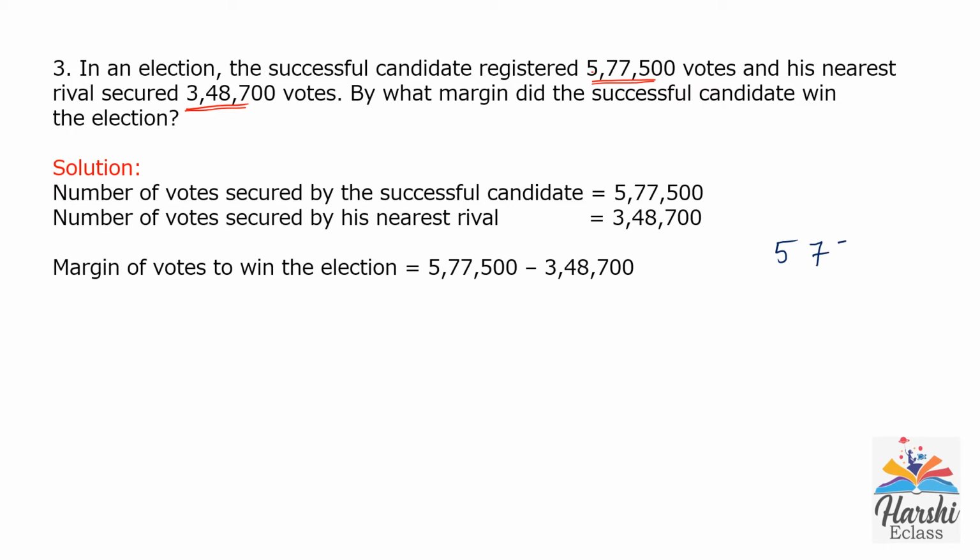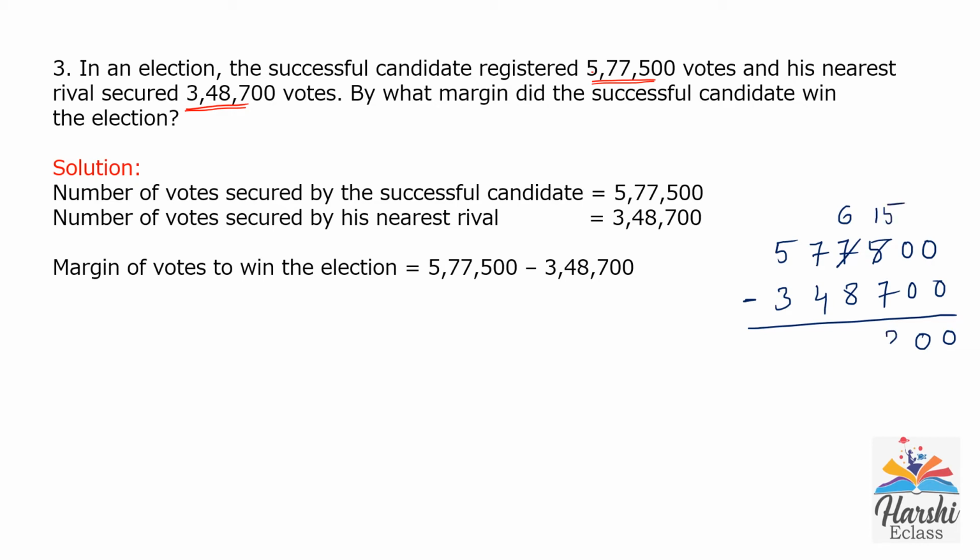5, 7, 7, 5, 0, 0. 3, 4, 8, 7, 0, 0. We are doing subtraction here. 0 minus 0, 0. Again 0 minus 0, 0. 5 minus 7 is not possible. So what we will do? We will borrow from the next number. Then it will become 6 and here 5 will become 15.